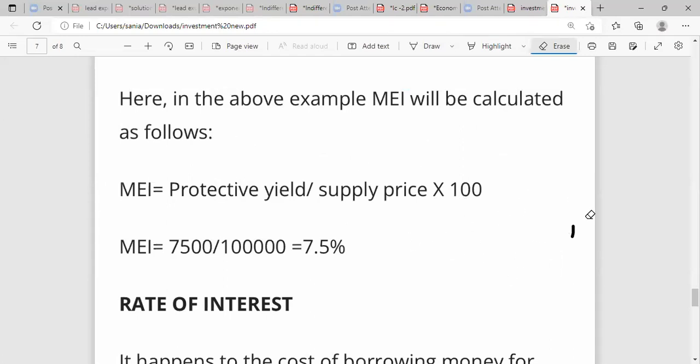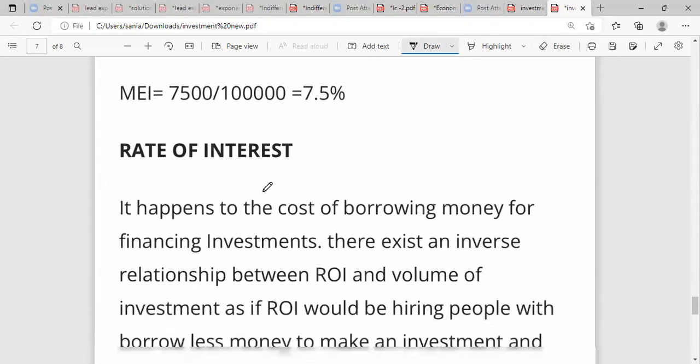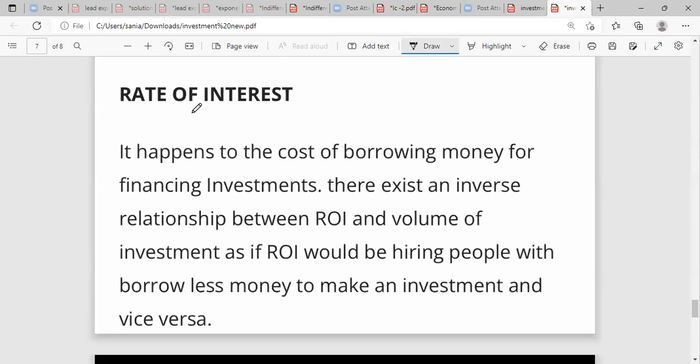Heba, we did this formula, yes? We did this? Yes, we did. Okay, so we have to start from rate of interest, if I'm not wrong, right? Yes, ma'am.